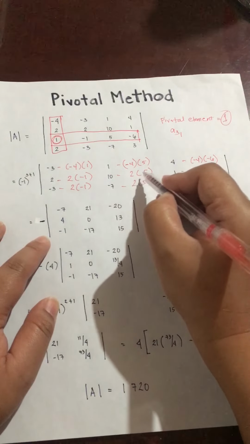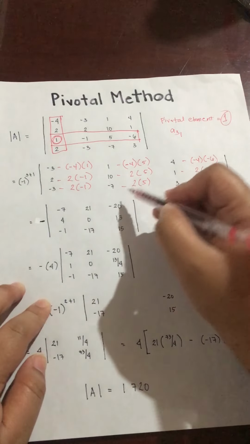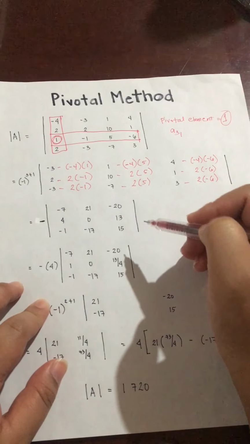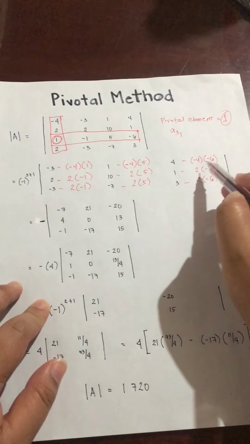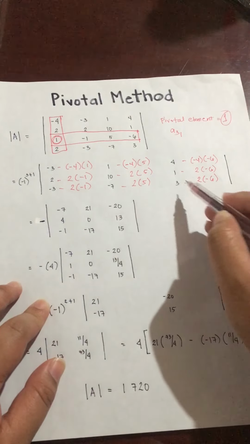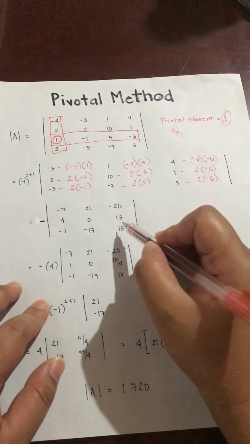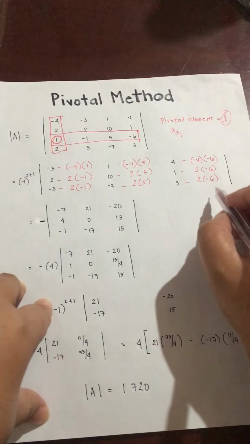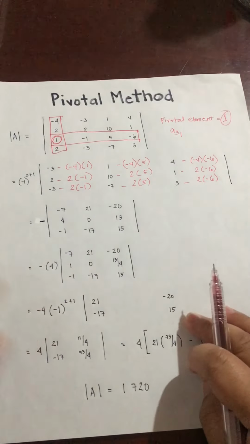10 minus 2 times 5 is equal to 0. Negative 7 minus 2 times 5 is equal to negative 17. 4 minus negative 4 times negative 6 is equal to negative 20. 1 minus 2 times negative 6 is equal to 13. Then 3 minus 2 times negative 6 is equal to 15.